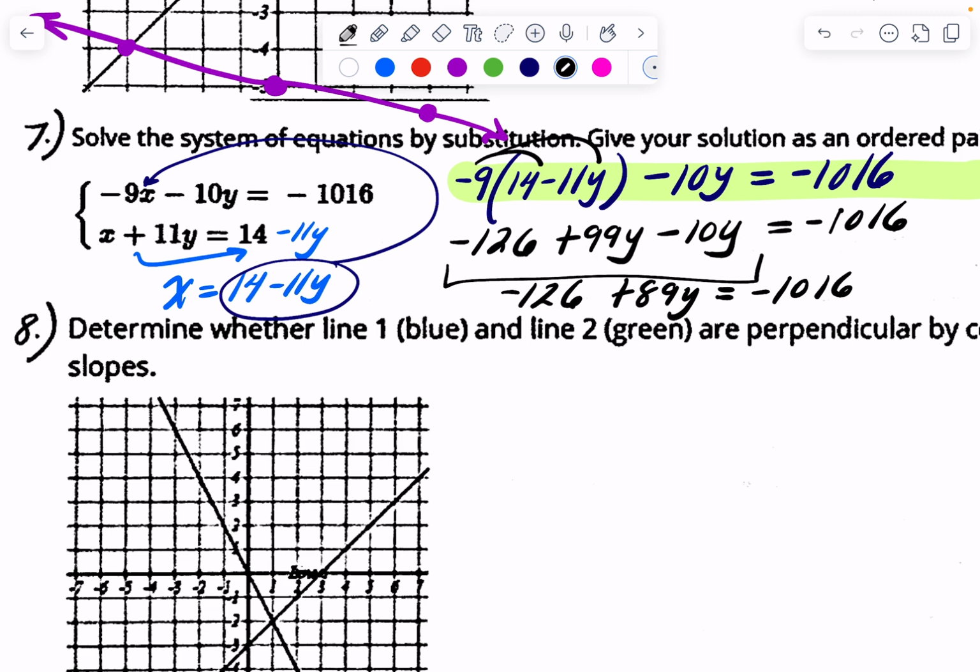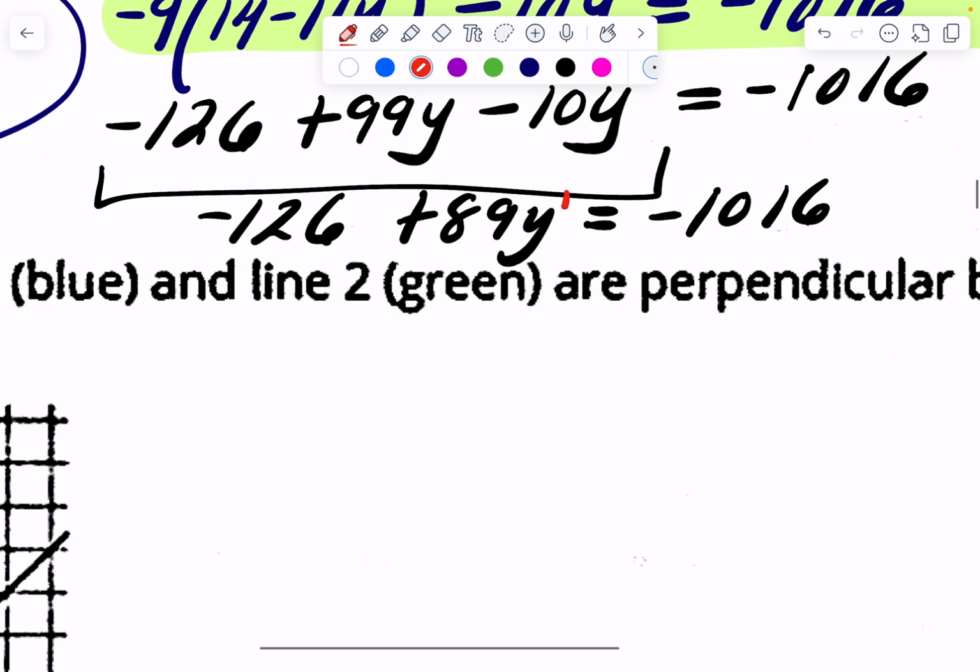And it's a linear equation. So I just solve for y. I just get y by itself. Linear means there's an exponent of 1 on my y's. So now I can just solve for y. So I'm going to add 126. Now it's just basic algebra here.